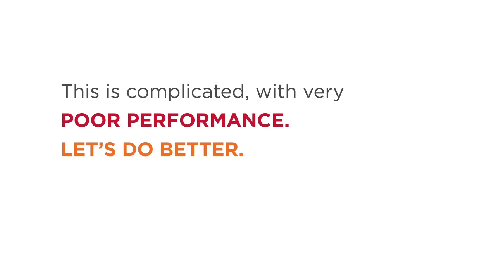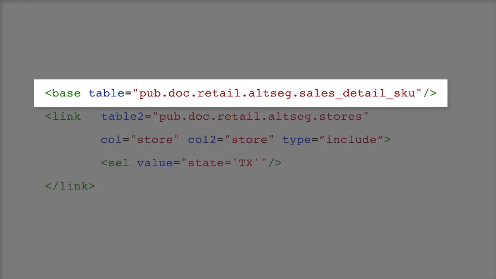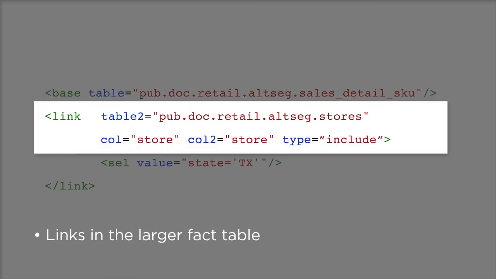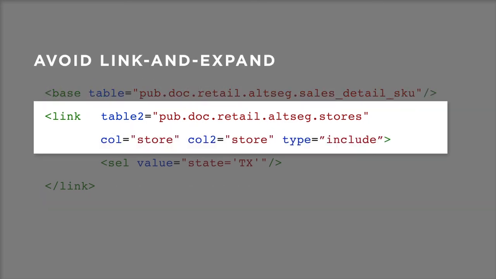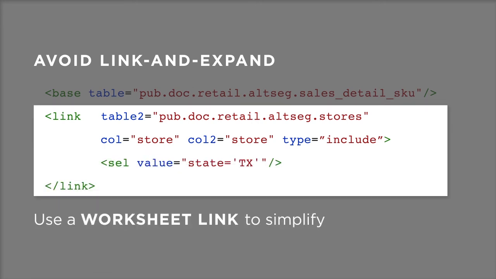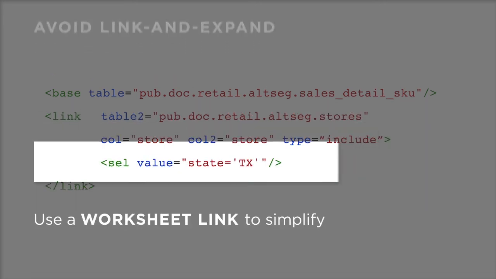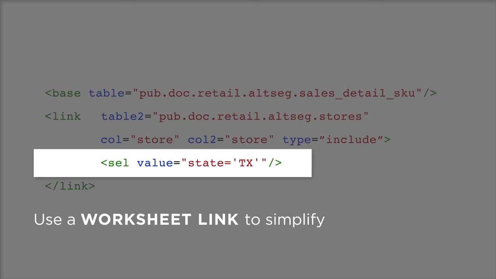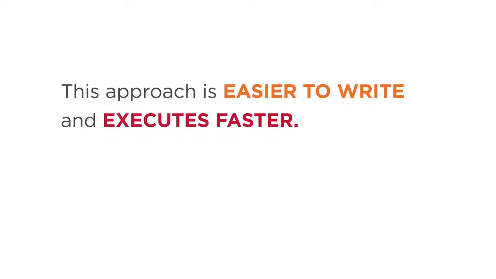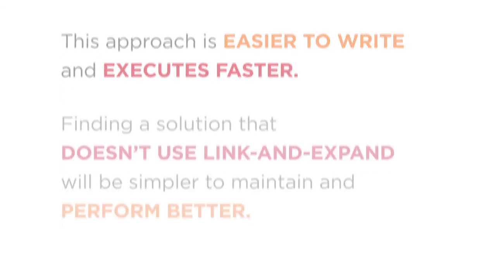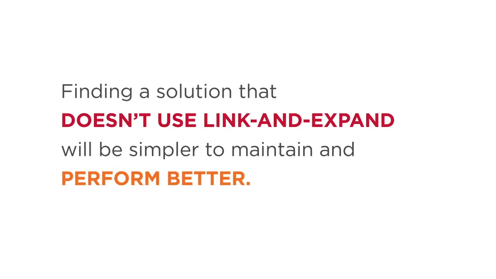Let's do better. By starting with the transactional fact table and linking in the store table, we avoid link and expand. We know the stores table is small, so we use a worksheet linked to simplify the query and filter data to only transactions that occurred in Texas. This approach is easier to write and executes faster. Finding a solution that doesn't use link and expand will be simpler to maintain and perform better.